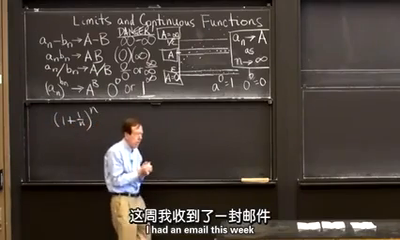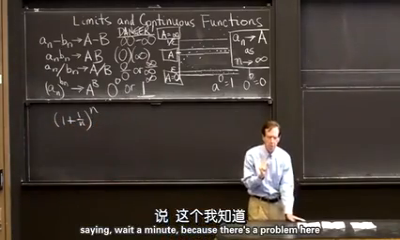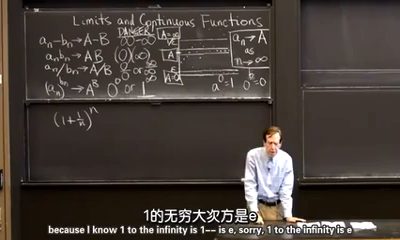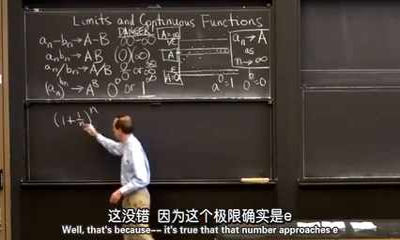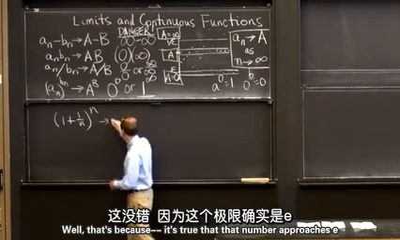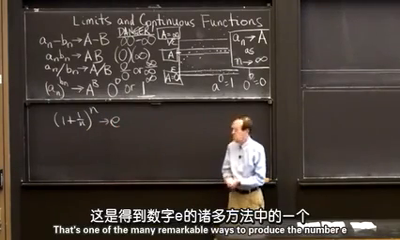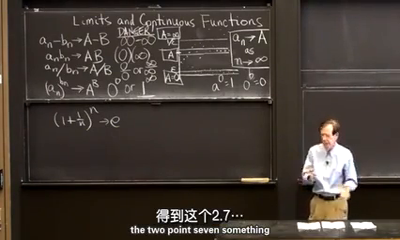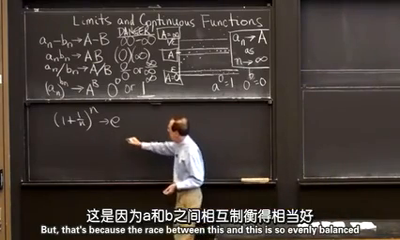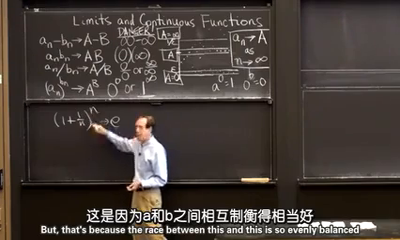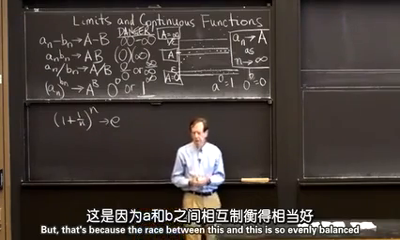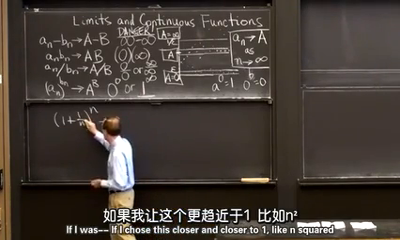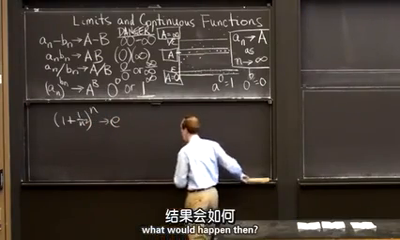I had an email this week saying, wait a minute, I got a little problem here, because I know 1 to the infinity is 1. Is e, sorry. 1 to the infinity is e. Well, that's because it's true that that number approaches e. That's one of the many remarkable ways to produce the number e, the 2.7 something. But that's because the race between this and this was so evenly balanced. If I took these closer and closer to 1, like n squared, what would happen then?